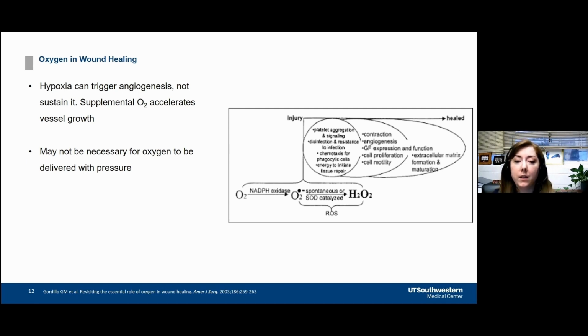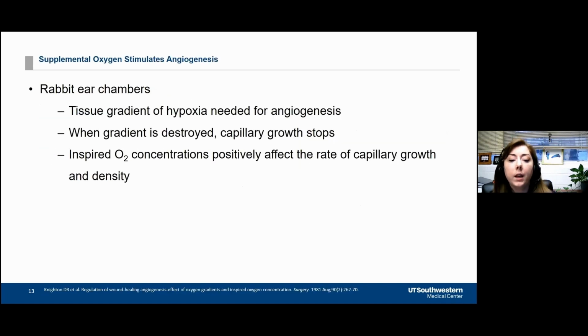Through the work that they did, though, they were able to show that supplementing oxygen accelerated the vessel growth, which was maintainable. And it may not be necessary for that supplemented oxygen to be delivered with pressure. Let's talk about a few specific studies here.